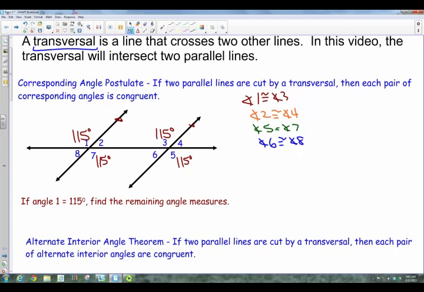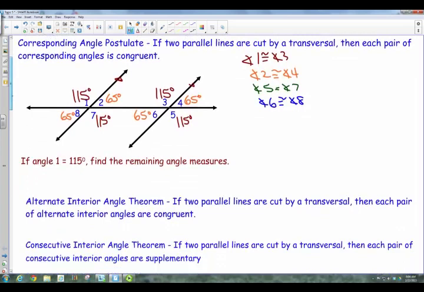Now you've got two angles that are known in each group. We've got to find the other ones. Think about 1 and 2. 1 and 2 create a linear pair. They're a straight line, so they have to add up to 180. If 1 is 115, that means 2 has to be 65. Because of corresponding, 4 would have to be 65. Because of vertical, 6 would have to be 65. And because of vertical or corresponding, 8 would be 65. Now we've got all of those parts. So that's one way that you can do this just based on corresponding angles.